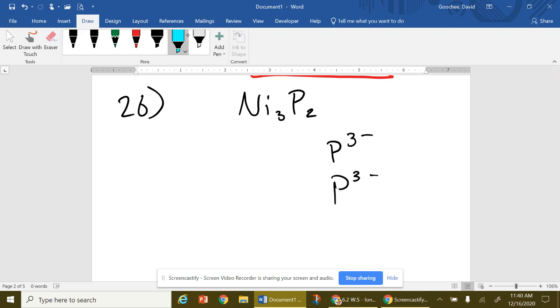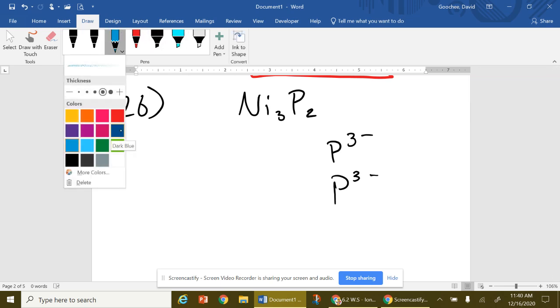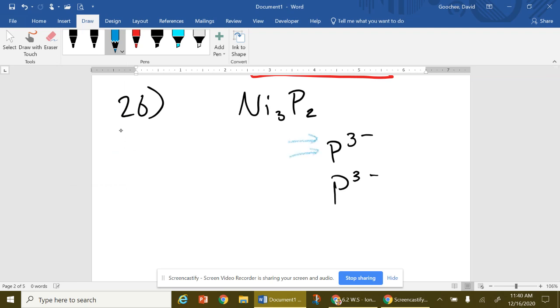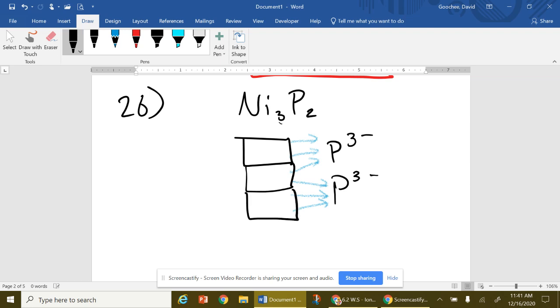That means that these guys are each looking to take in 3 electrons, okay? This one wants 3. This one wants 3 as well, okay? Now, to donate all of those electrons, 6 in total, we get 3 nickels, all right? So how many electrons is each nickel donating?